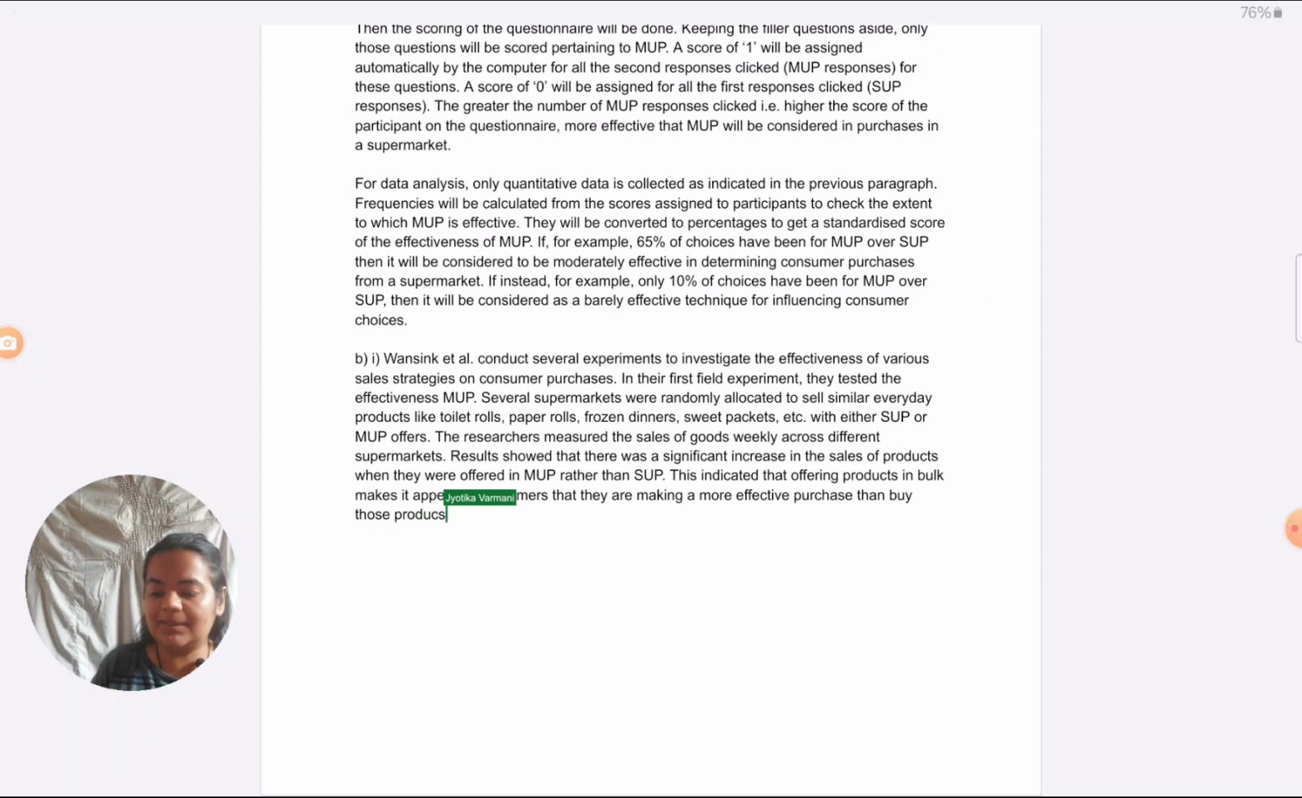Always remember that a result is specifically what was found in the study, so it's strictly about sales because that is what they were measuring. But conclusion is the larger theoretical generalization. Why have they done this study? To see whether MUP is effective over SUP. So conclusion will have to talk about that. Does MUP really work? Yes, it works. MUP is about bulk selling and it works over single selling. Why must it be working? Because they must be thinking that the purchase is more effective. So that's all we need to mention in conclusion.